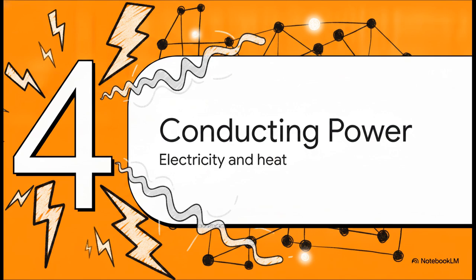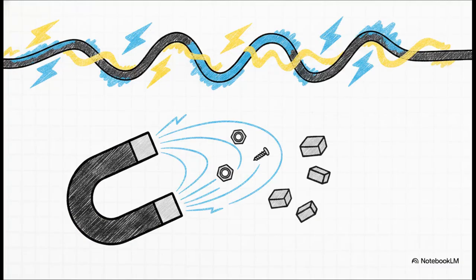Section 4. Conducting power and heat, electricity and heat. When it comes to conducting electricity and heat, we're back to those atomic arrangements, but this time they're working in overdrive to let electrons pass right through. The absolute top-tier conductors are silver, closely followed by copper, gold, and aluminum.